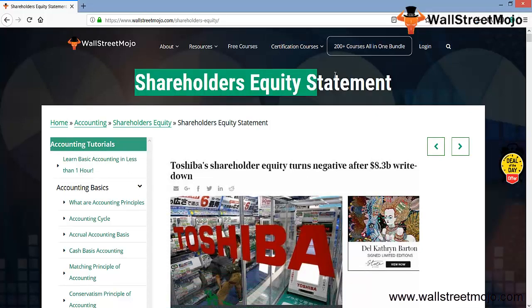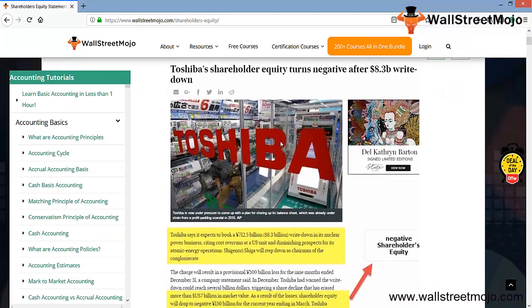Friends, today we're going to learn a concept which is your shareholders equity statement, one of the most important statements which every stakeholder or investor would like to take a look at.